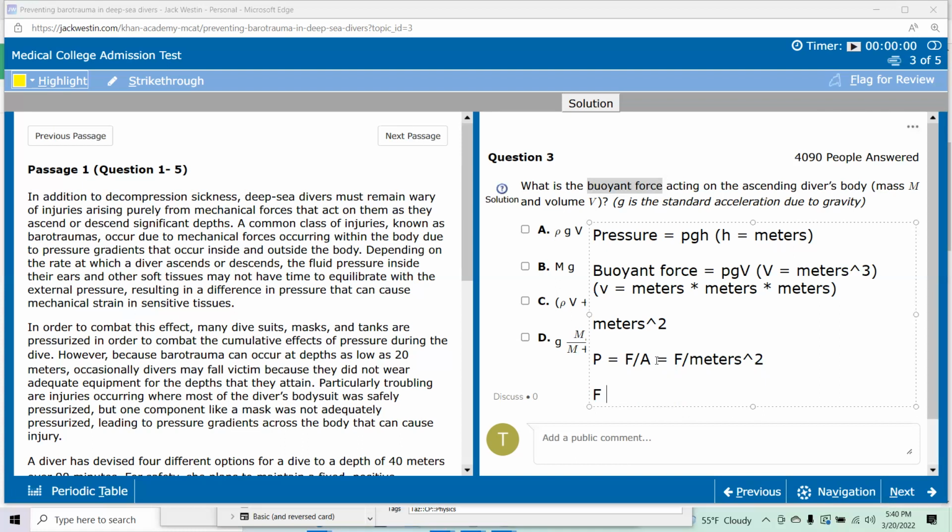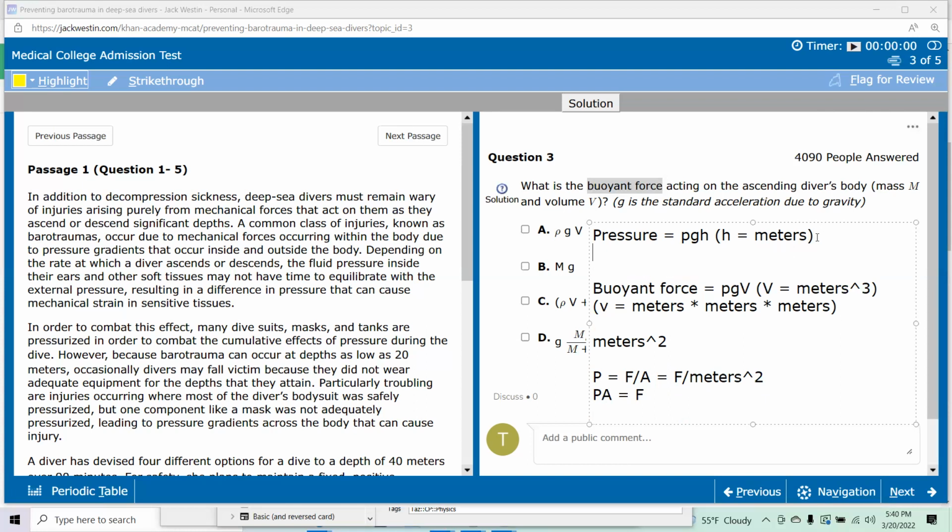Okay. So if P equals force over area, then if you multiply the P times the area, you get the force. If you multiply PGH times meters squared, you get the force, which is PGV. And so the reason this works is because the only difference between PGH and PGV is a factor of meters squared. In other words, it's the area.